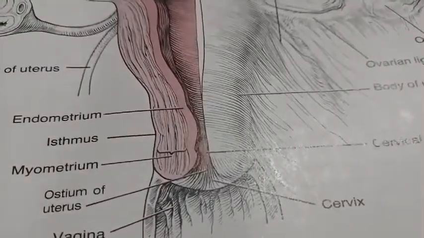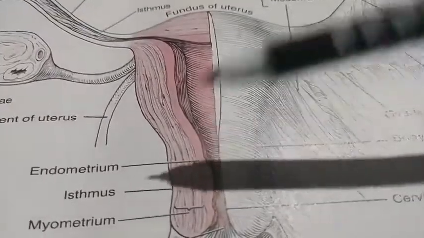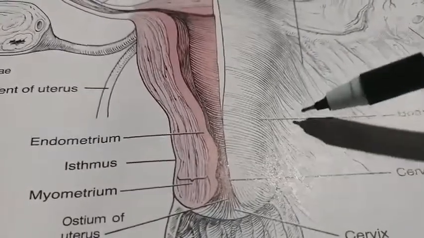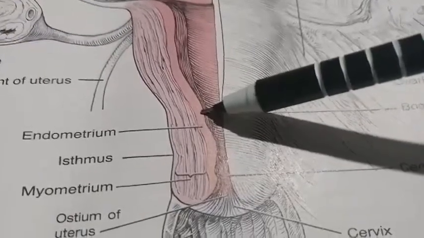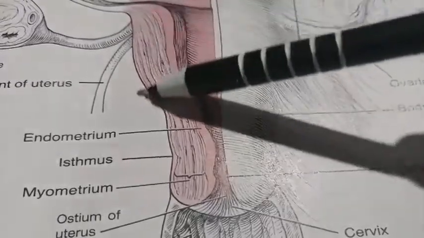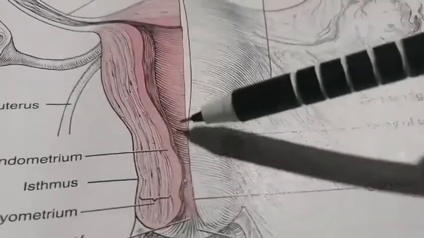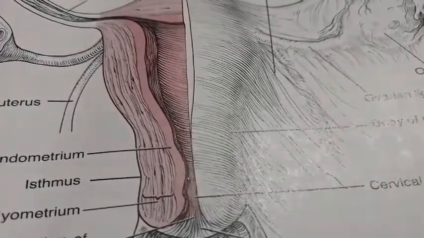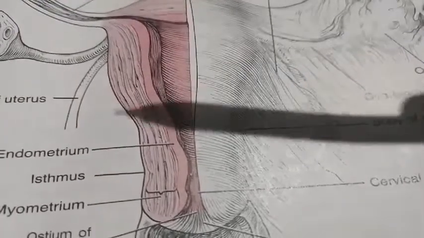Now if you look at the uterus, it is made up of 3 layers. What are those? The outermost layer is known as the perimetrium, the middle is the myometrium, which is your muscular layer, and the innermost layer is known as the endometrium. Fine. And what is the main function of the uterus? It provides a suitable environment for the development of the embryo. Fine.